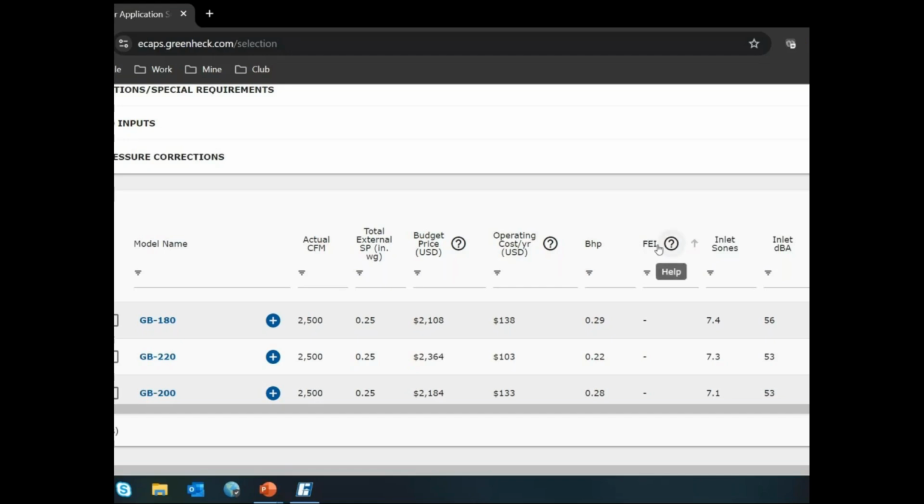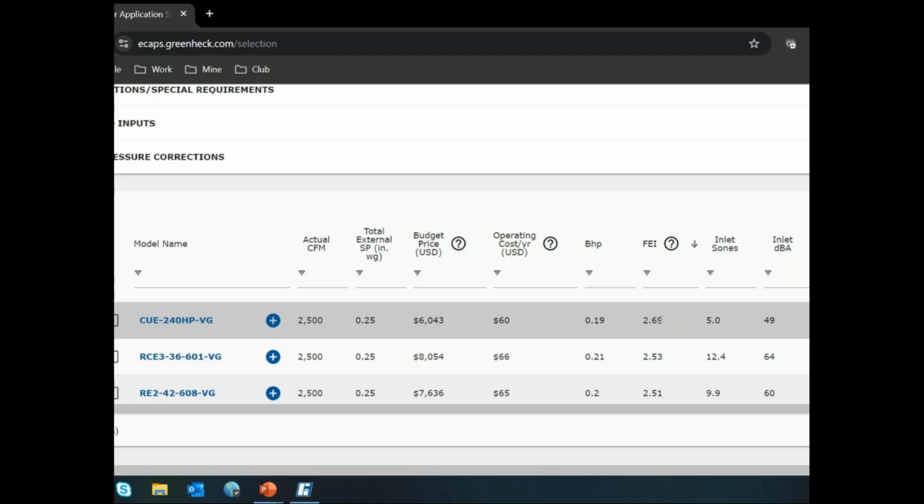Here's FEI. I can click right here and it'll organize the fans by the highest to lowest fan energy index. If FEI was one of my criteria I was trying to really hit, and I can do the same thing here. Maybe sound is really important. Maybe budget. Maybe budget's the most important on this project, right? So you can actually reorganize all this data by these points.